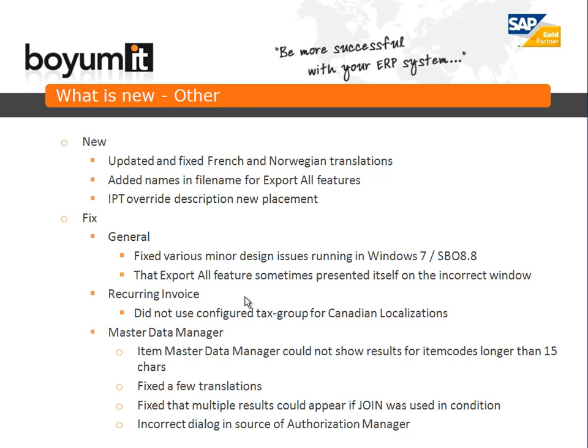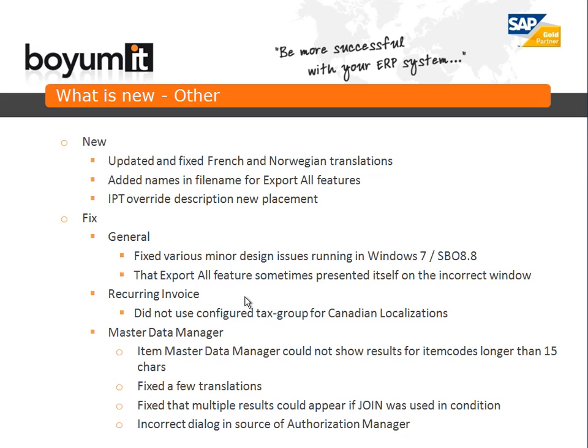Other smaller features: we have updated and fixed the French and Norwegian translation. In the export all feature in most of the configurations, we have now added the names of the configuration into the file name so they are easier to understand. The item placement tool override description column is now placed at the end because it was rarely used.